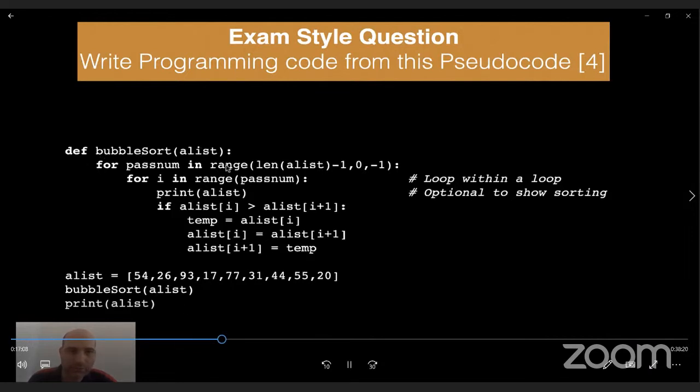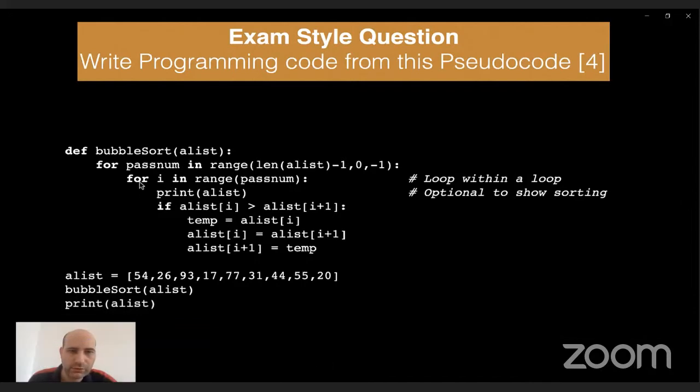So we have the bubble sort here. We have our first for loop, and then we have the second for loop, printing a list as we go. Now, this is very optional, but I find when you're learning these kind of things, it's important to see what's going on at each step. So it's a simple debugging tool.